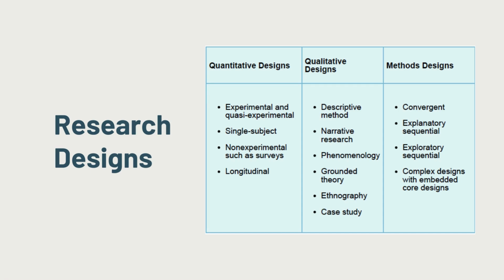Non experimental designs involve observing and measuring variables without manipulation. This includes surveys, which are used to gather data from large populations, often via questionnaires, to understand trends, opinions, or behaviors. Causal comparative research compares groups to understand the impact of an already occurred variable, such as comparing students from different educational backgrounds.